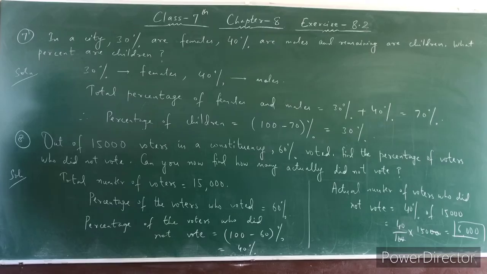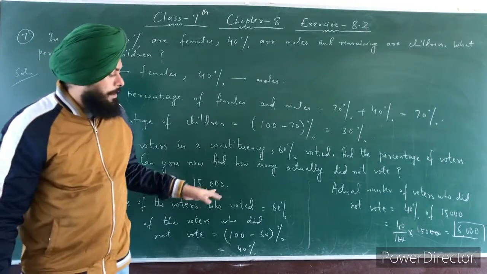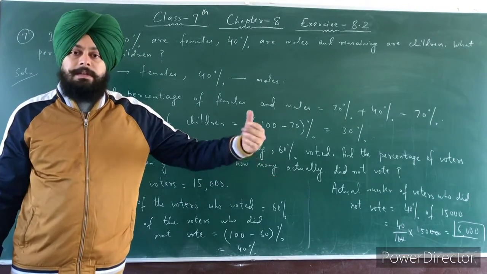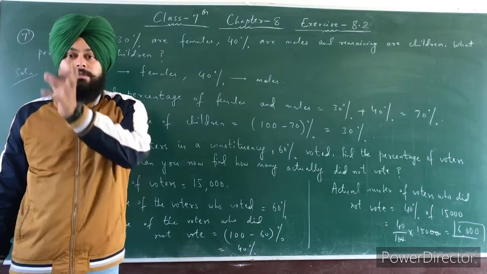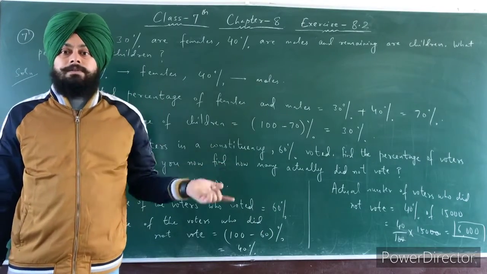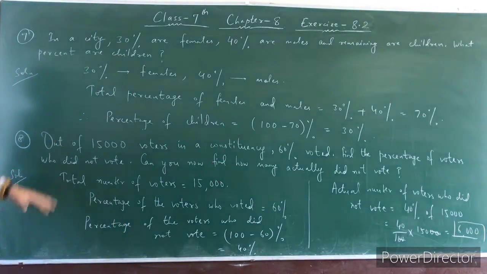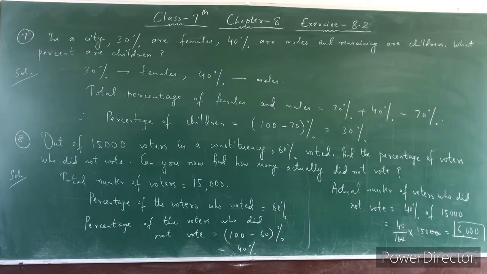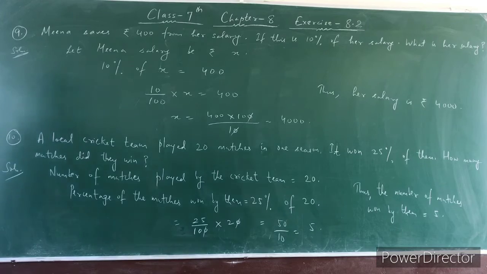Alright. And how many voted? You should subtract 15,000 minus 6,000. It is 9,000. 9,000 voters voted and 6,000 did not vote. So this is your question number 7 and question number 8. Next, this is your question number 9.